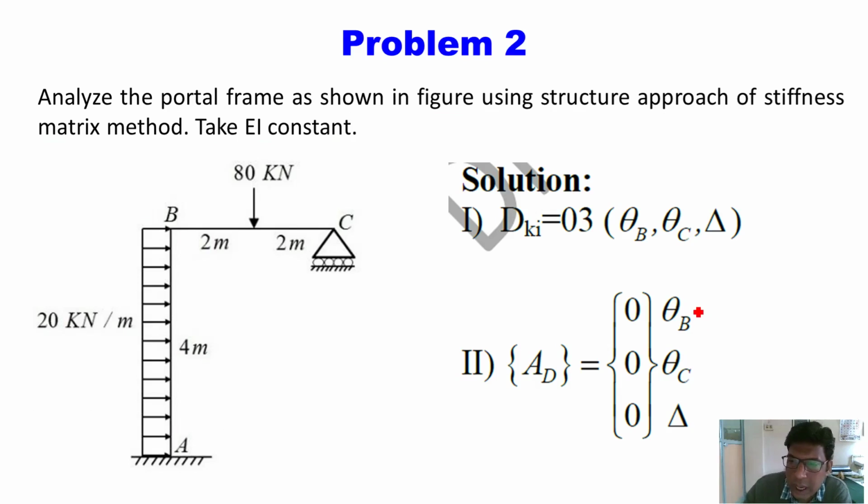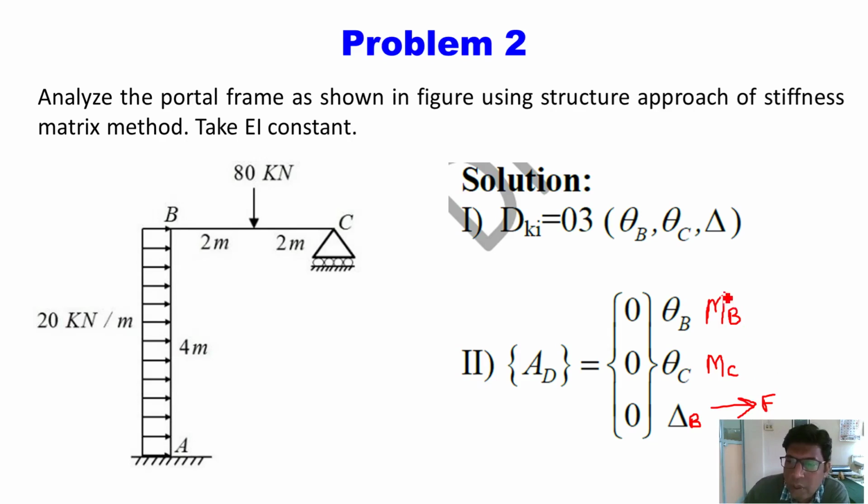So action corresponding to unknown displacement. Unknown displacements are, first is theta B. Corresponding action is moment at B. Second unknown is theta C. Corresponding action is moment at C. And third unknown is delta, which is lateral displacement of point B. Lateral means horizontal displacement of point B. If unknown is delta B, corresponding action is horizontal force at point B. These are the actions corresponding to unknown displacement: moment at B, moment at C, and horizontal force at point B.